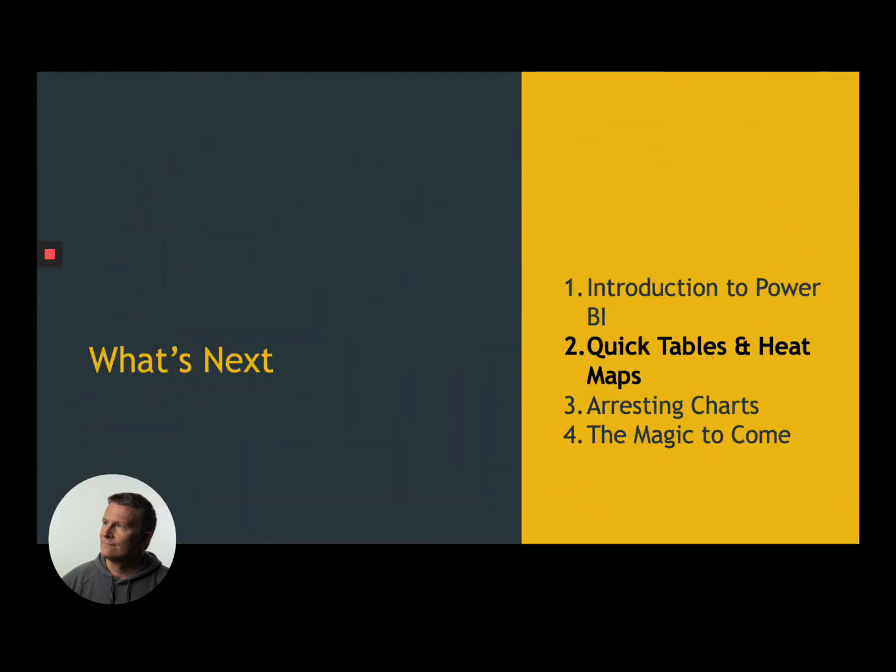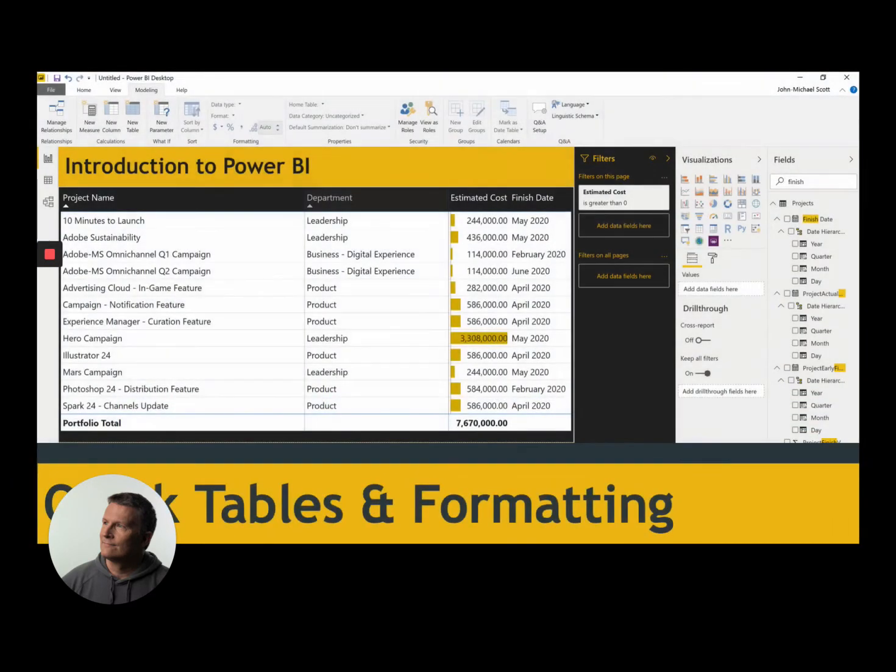Okay, so next we are going to talk for a brief second about quick tables and heat maps. As you can see here, we have a piece of information coming from one of our project management tools. So we've got a bunch of projects here, and as you can see, we can actually totally lay out and color exactly how it is that our consumer is going to see our report.